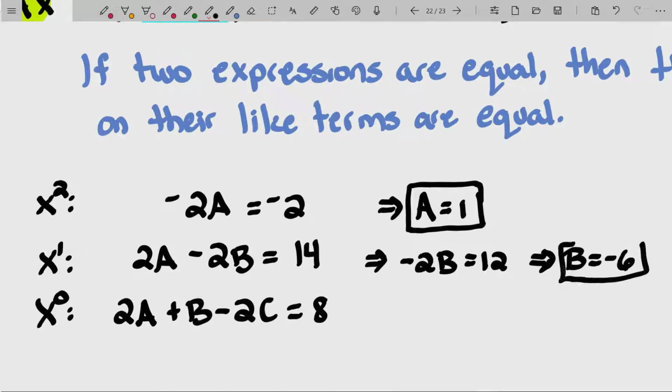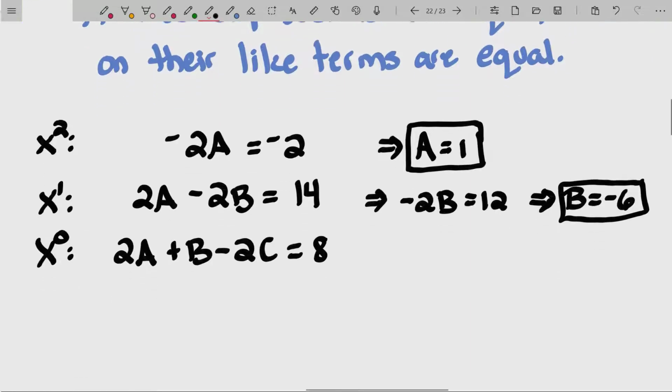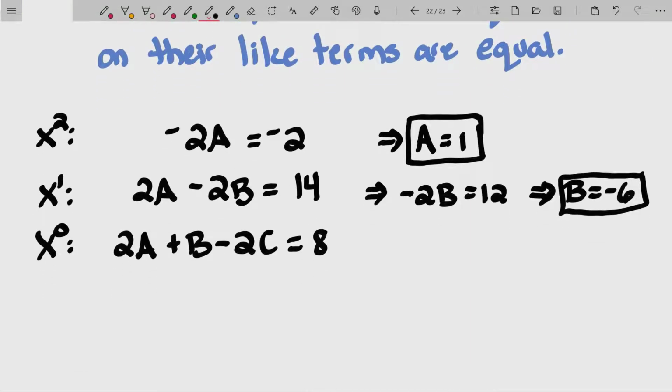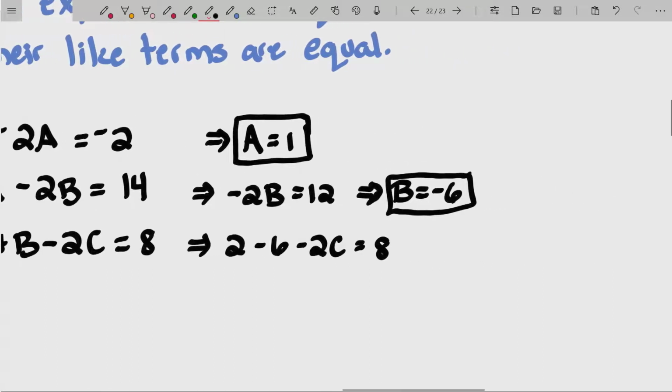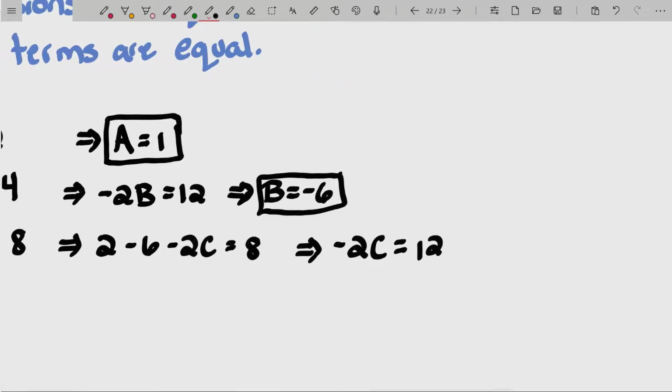And finally, now that I have a and b, I can go ahead and plug those values into a and b on this last equation, and I will get the following. And this one I actually might take my time with. So this is 2 minus 6 minus 2c is equal to 8, or in other words, let's see, 2 minus 6 is -4. Add 4 to both sides, that's 12. So -2c is equal to 12, or in other words, c is equal to -6. So I'll write that in here. c is equal to -6. And box that up and zoom back out.